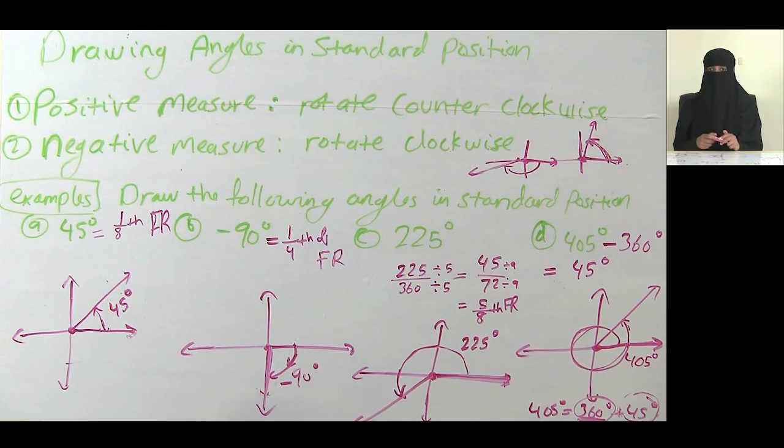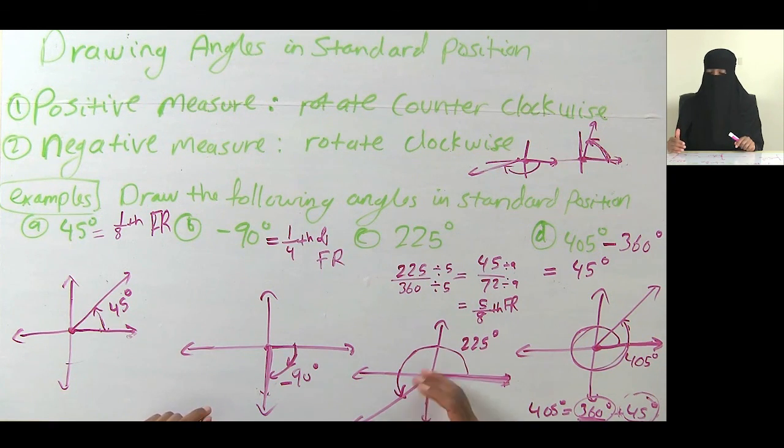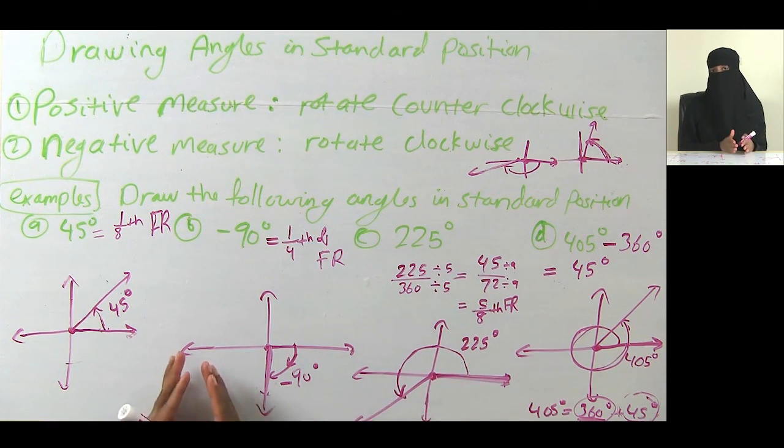All right, so now that we know the unit measure of degrees and how to draw these out, next we're going to look at the next unit, which is radians.